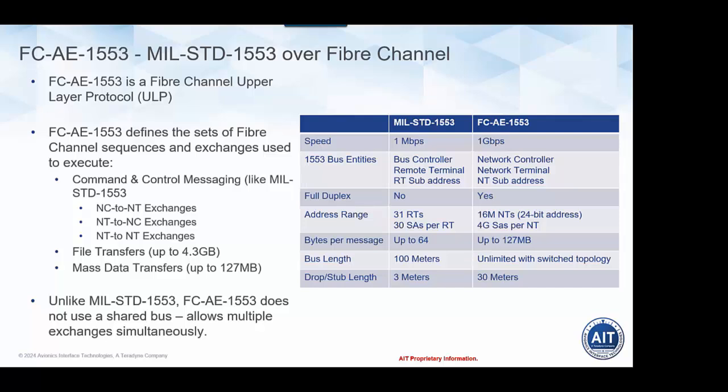So, several fold increase in the throughput of data. Also, the address range is much larger on FCAE 1553. Where you can only have 31 RTs, you can have 16 meg RTs on an FCAE 1553 network. Also, a much larger number of subaddresses at each RT, so up to 4 gig subaddresses on FCAE 1553.